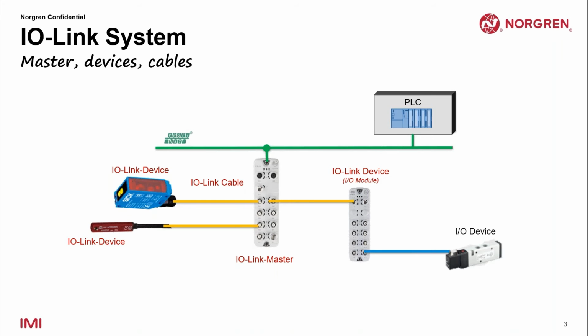Lastly, the third element are the connecting cables. All IO-Link devices are connected to the masters with a standard cable. These are generally 3 or 5 pin cables. They're common, inexpensive, and they don't require shielding or any specific guidelines with respect to laying them.